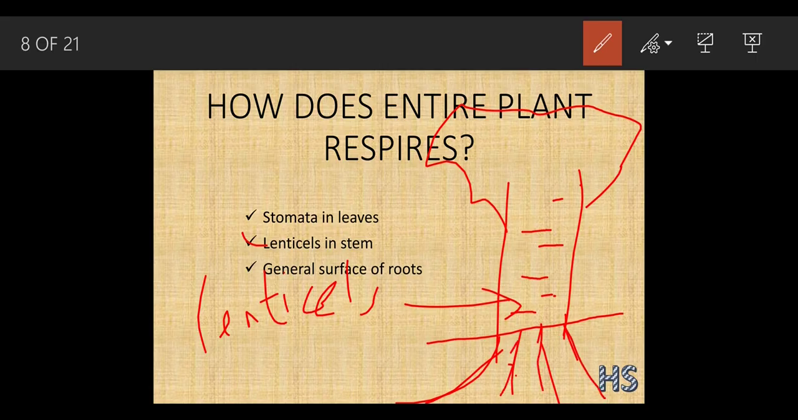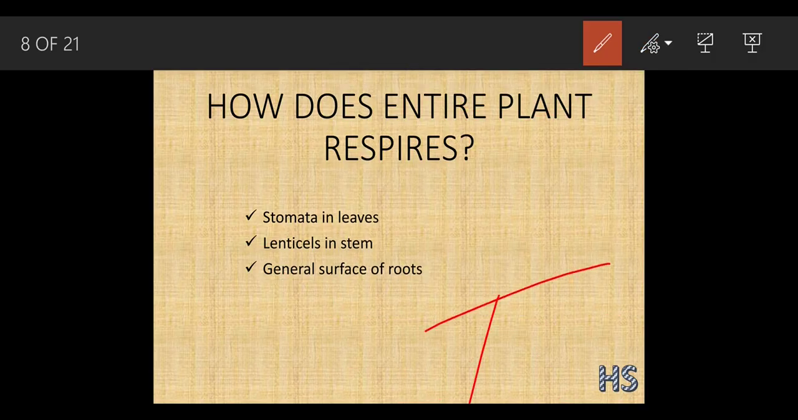There are roots. From the roots also plants respire. We have studied this part in the germination part, that the seed should not be sown too deep, because if you sow the seed too deep, it won't be able to get the oxygen. When that seed gets converted into roots, the roots also have some tiny spaces out here, which help to take up this oxygen.